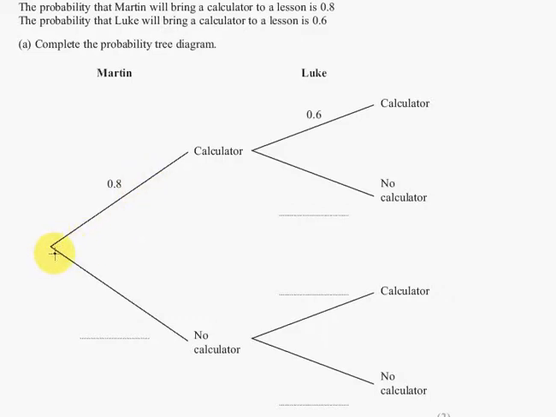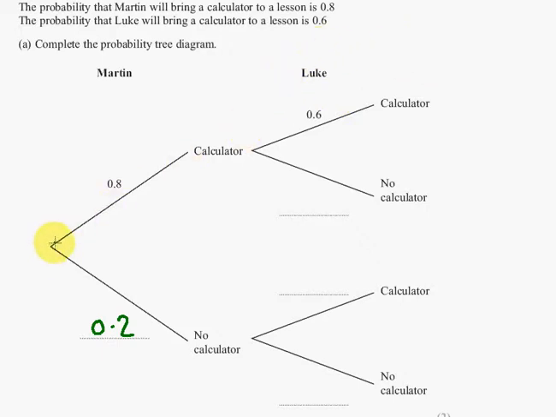So, the first one I believe is done for you. So this is Martin, okay? He can either bring a calculator or not bring a calculator. Now these two probabilities have to add up to 1. The probability that he's going to bring a calculator is 0.8. So therefore the probability that he's not going to bring a calculator is 1 minus 0.8. So that's 0.2.